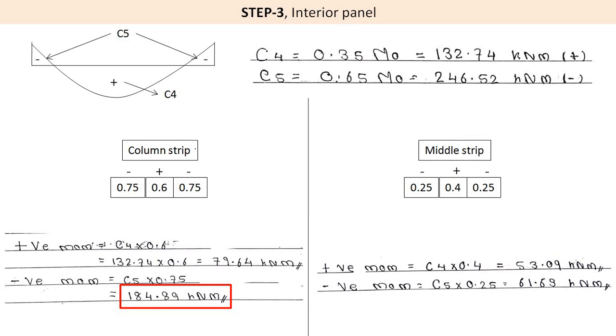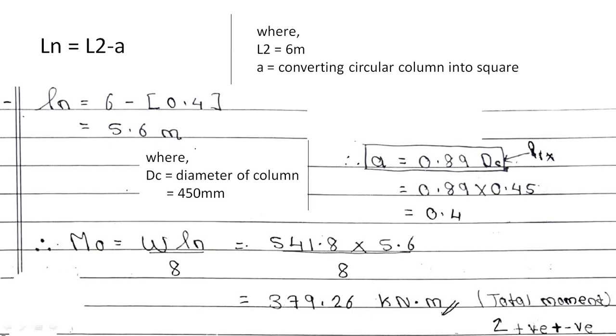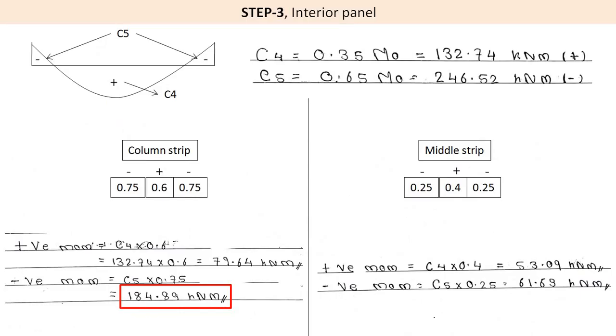For the value of C4, first we will see the positive. C4 will be distributed as 35% of M0, so 0.35 into M0. The value of M0 we have to use is 379.26 kilonewton meter. So we have found C4 as 0.35 into M0, which is 132.74 kilonewton meter, which is the positive moment.